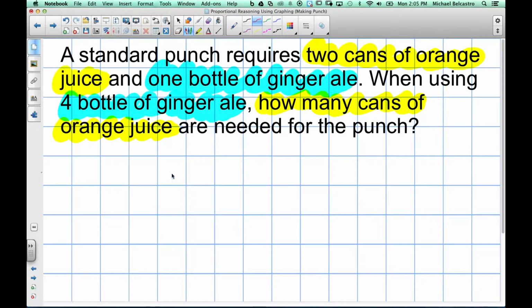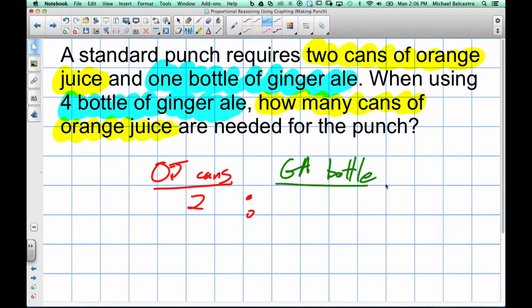So let's set this up. We have our category of OJ, and that's in cans. Let's make sure we spell it right. Cans. Okay. And it turns out we need 2 cans of OJ, our ratio, for every 1 ginger ale bottle for a punch.